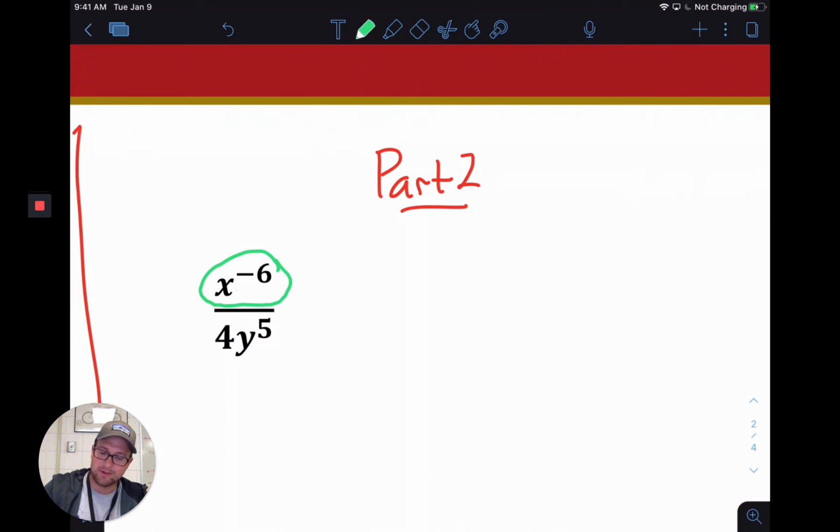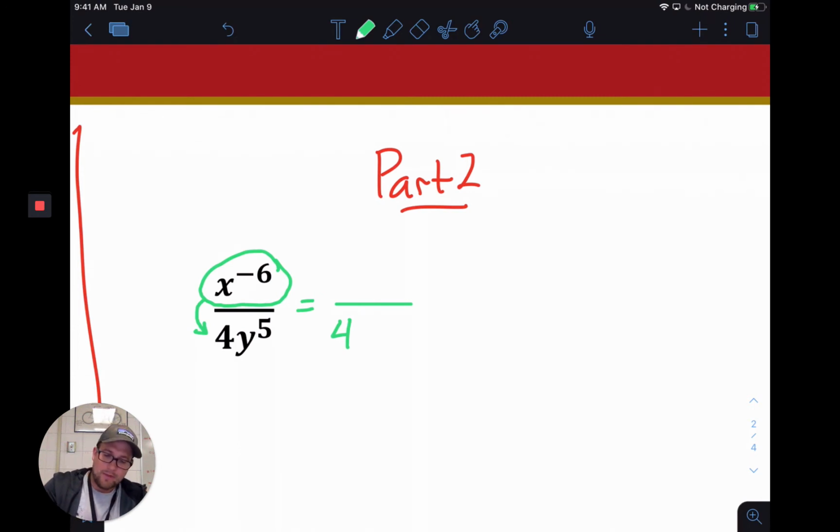So since this one is on top already, if we move it to the bottom, we know that exponent's going to become positive. Now, on the bottom, we got to be respectful of what's already down there. There was already that 4 down there, so we want to make sure that 4 stays there. We don't have to move it to the top. This isn't flipping the fraction. It's just putting stuff where it works.